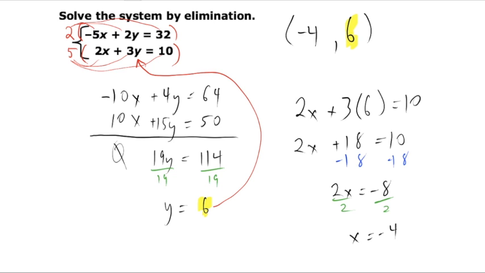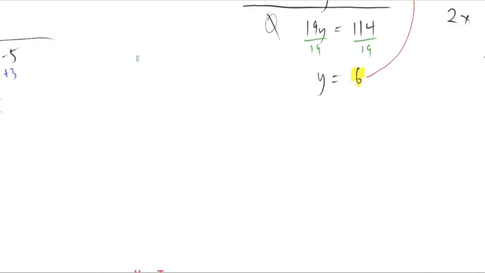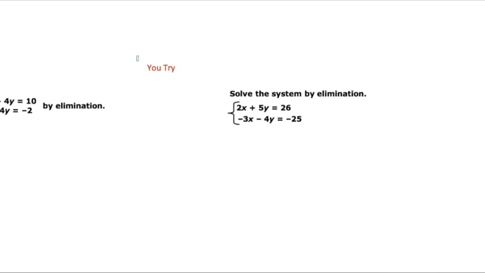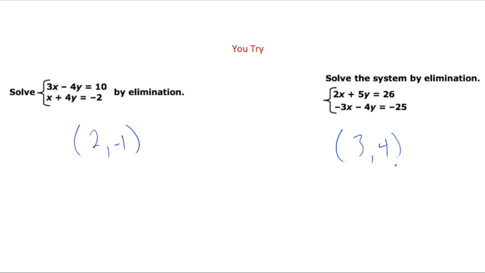And again, you can substitute in the negative 4 and 6 into both of the two equations, and check to make sure that they come out to be true statements. So when you plug in negative 4 and 6 into the top one, you should get out 32, and when you plug it into the bottom one, you should get out 10. So I have 2 for you to try now. On the first one, you should have gotten 2, negative 1, and on the second one, you should have gotten 3, 4.